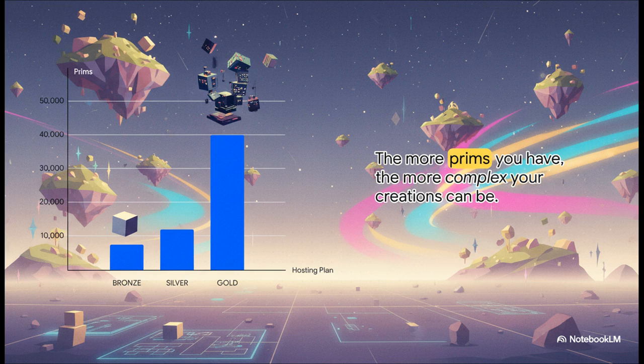The more prims you have, the more detailed and complex your world can be. What's really cool is when you see it laid out like this, it really shows you your creative potential. The bronze plan starts you off with a really generous 7,500 building blocks. But then look at that jump to gold, 40,000 prims. That is a massive canvas to work with for some seriously ambitious projects.